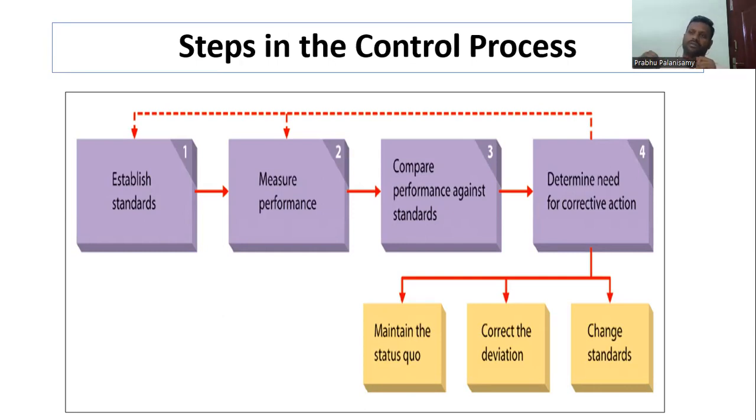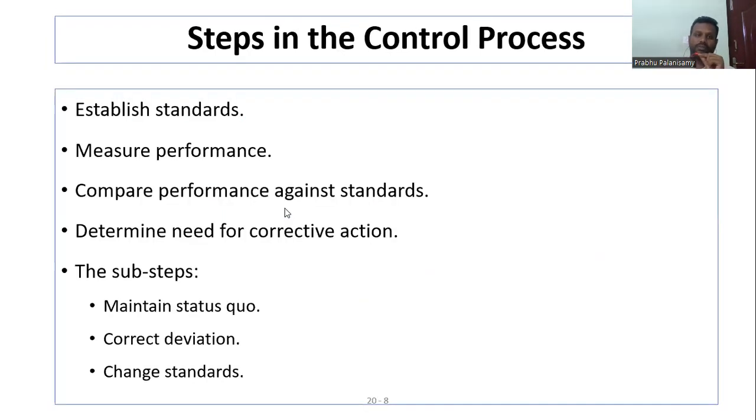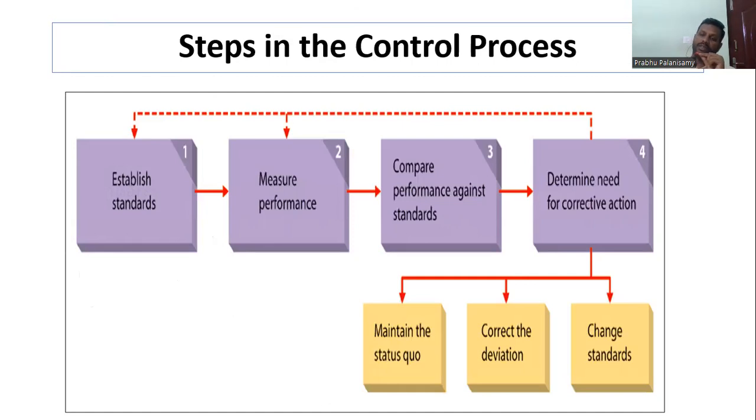So the flaws or problems have to be identified in this process, and corrective actions have to be taken in terms of maintenance, correcting deviations, and changing standards, whatever the problem that takes place. That has to be identified and corrected. That is nothing but the control process. These are the steps involved. You can see maintenance, corrective deviation, changes in standards. If needed, corrective actions can be taken in these three ways.